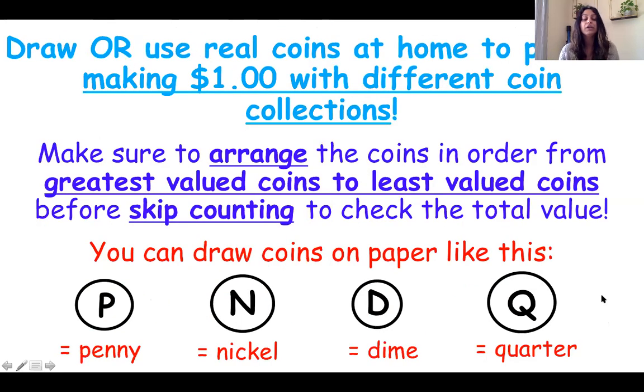So at home, I want you to draw or use real coins to practice making $1 with different coin collections. After you take all your coins and you think that they make a dollar, arrange them from greatest value to least value and skip count to make sure they equal $1 or 100 cents. Remember, this is how we can draw our coins if you don't have real coins at home.